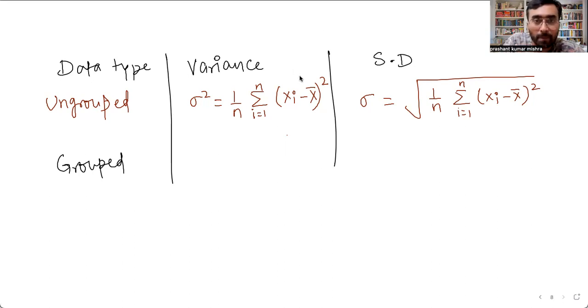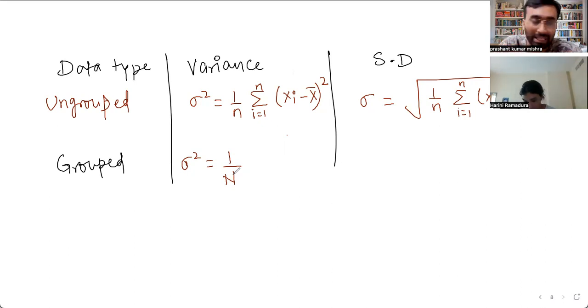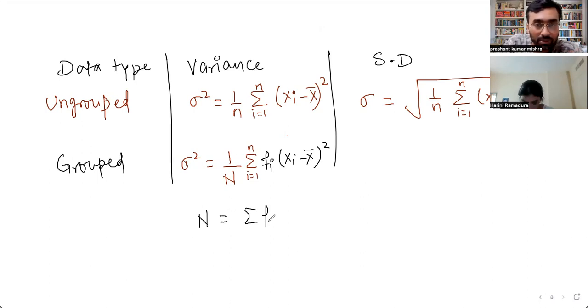So for the grouped data, sigma square equals to 1 over capital N. Whenever grouped data comes, the frequency comes, so we have to take the summation of frequency, and the summation of frequency is shown by the capital N, summation i equals to 1 to n. Only the frequency is getting multiplied, fi with xi minus x bar whole square. And the N is the same thing, that is summation of frequency.